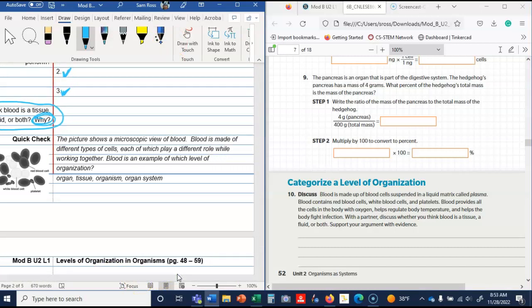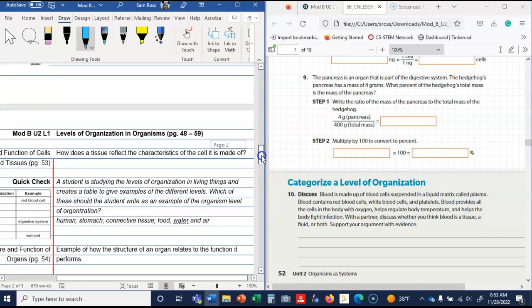And then there's a quick check. It says this picture shows a microscopic view of blood. Blood is made of different types of cells, each of which plays a different role while working together. Blood is an example of which level of organization? They kind of answer this question for you, but I will accept a lot of different answers. But on your quick check it is tissue because it's multiple cells working together.